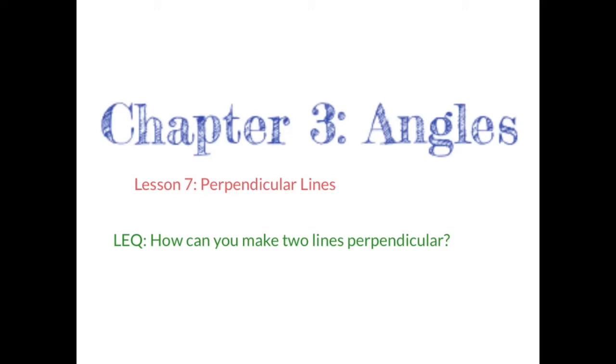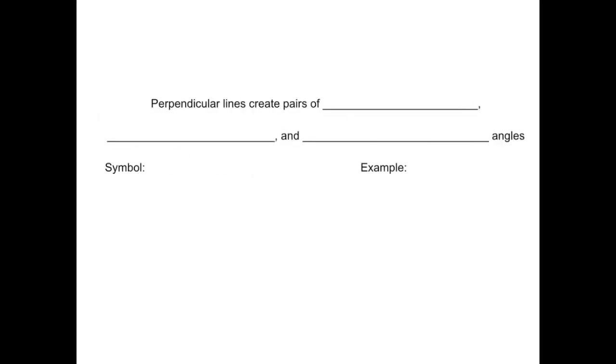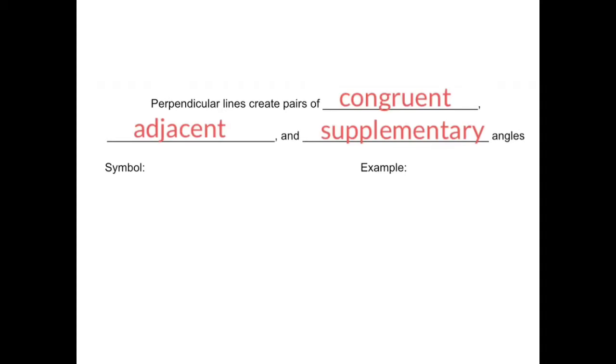Welcome to the video on Chapter 3, Perpendicular Lines. This is the final lesson for this chapter on angles. We're going to answer the question, how can you make two lines perpendicular? Perpendicular lines create pairs of congruent, adjacent, and supplementary angles.